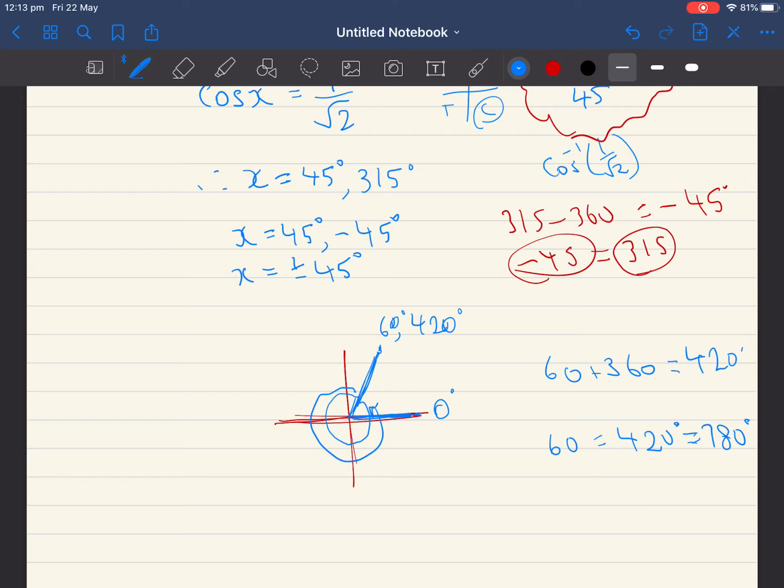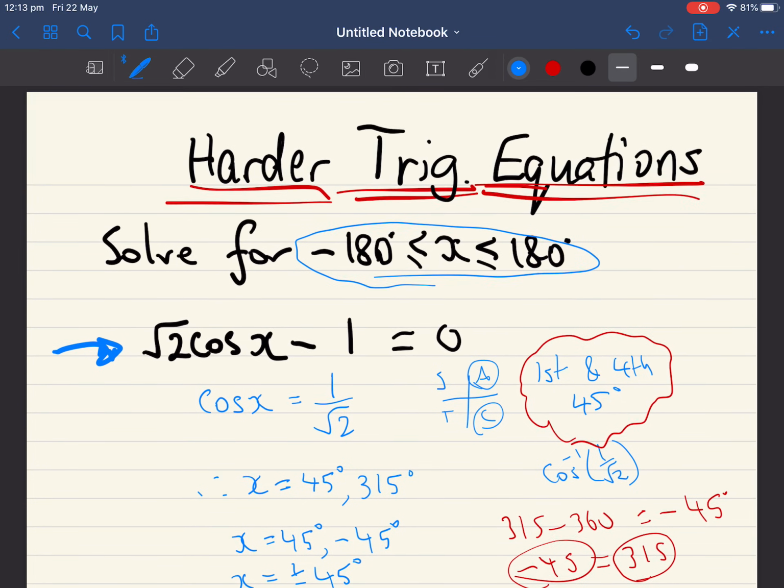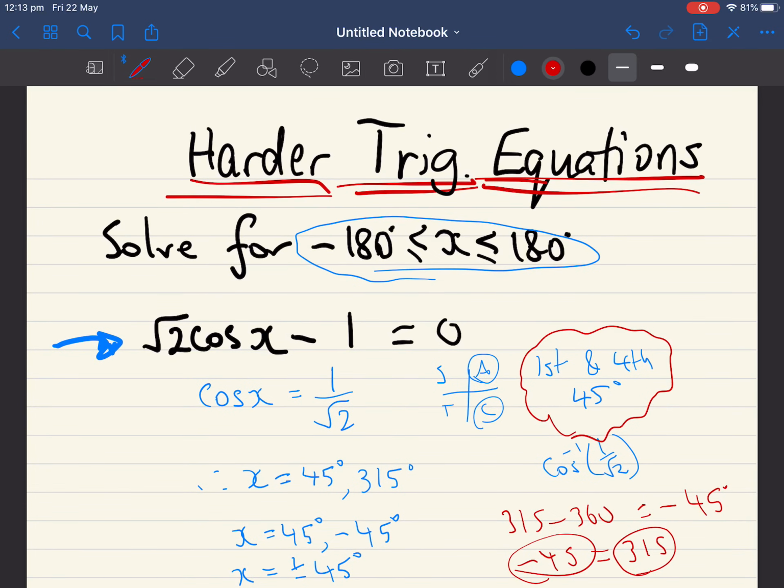780 degrees is exactly the same as 420 degrees, which is exactly the same as 60 degrees. They're all the same angle because they're all in the same spot. And that's what I did over here with the 315. I'm like, that's the angle I want, but it's not in the domain that we're after. So I just rewrote 315 by taking away 360. And so I got the same angle, which is minus 45 degrees. It's the same angle, but it's now inside our domain. So hopefully that made sense.